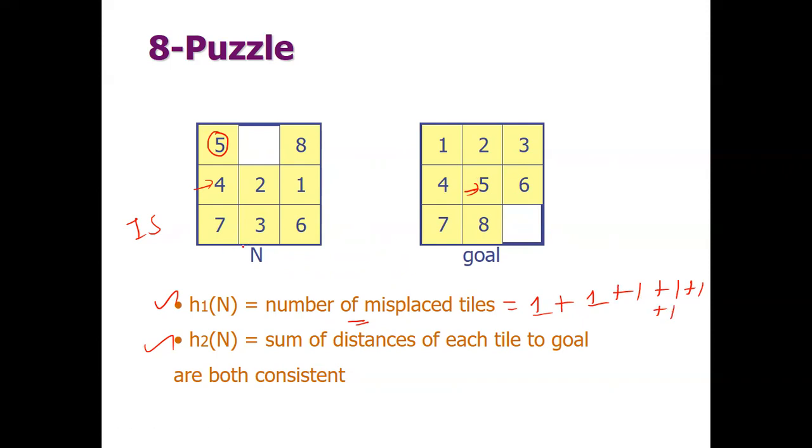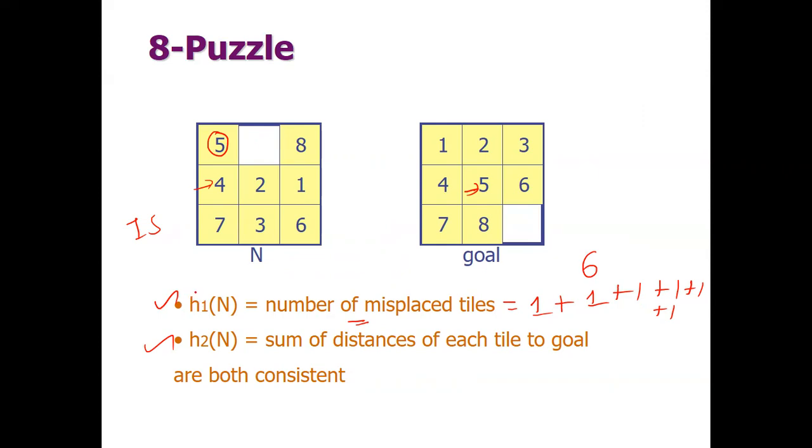So how many tiles are totally misplaced? 1, 2, 3, 4, 5, 6. Six tiles were misplaced and the remaining 2 tiles were not misplaced. So in this case, the heuristic is what? 6. The heuristic value at this board position is 6. Again, if you move this here, then the heuristic value will change. But this is how we calculate.